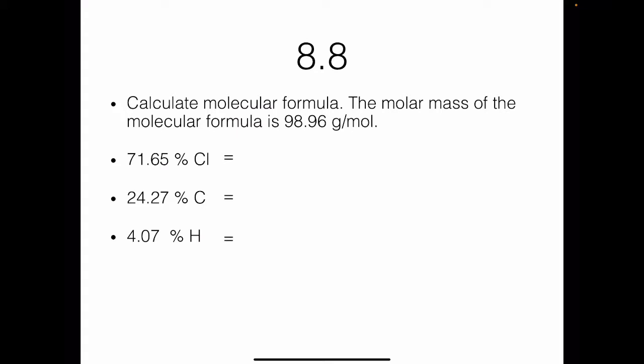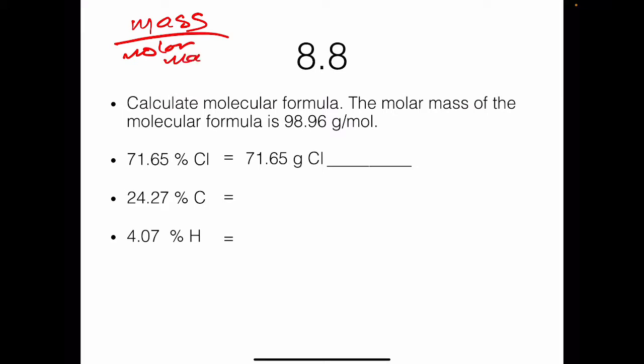So we follow the same process we've done in previous sections. We're assuming that we have 100 grams of sample, so this percentage gets changed cleanly into grams just by changing the unit. So we end up with 71.65 grams of chlorine. The next step, again, since we're calculating the empirical formula first, is to turn this into a mole ratio. And remember, mass divided by molar mass gives me moles. And once I determine moles, I can find the mole ratio. So I'm dividing 71.65 by 35.45. And this gives me 2.02 moles of chlorine.